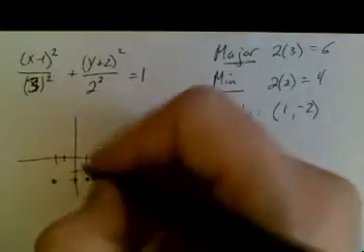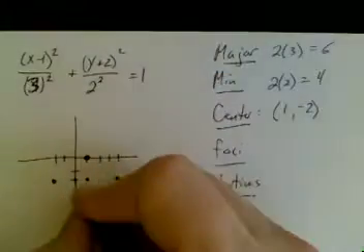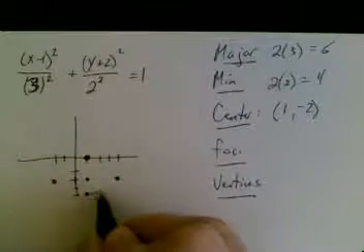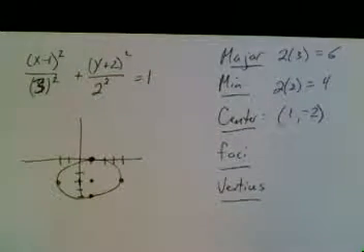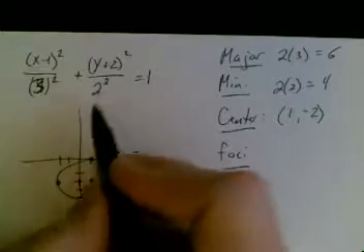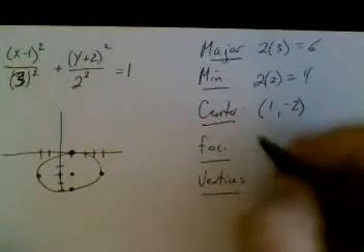How's my y going to differ? I'm going to go up 1, 2 units. I'm going to go down 1, 2 units. This is going to be a little bit off, but it is the ellipse that I'm playing with. Again, 3 unit changes from the center in the x direction, 2 unit changes in the y direction from the center.